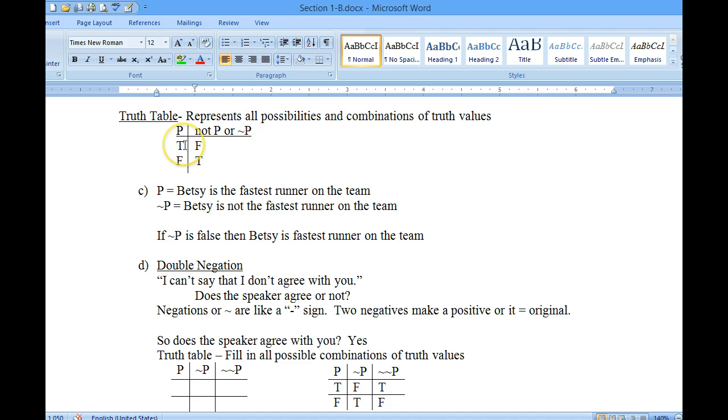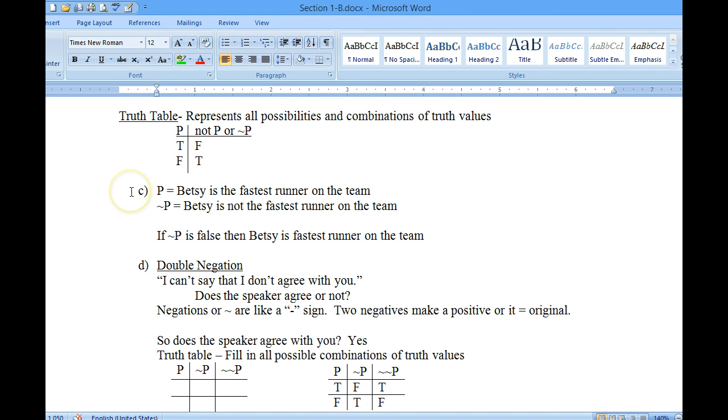If P is true, then the negation, not P, is false. So if Robert was taking notes, and the negation is Robert is not taking notes, then that's false because he was taking notes. Again, if the proposition, the original proposition, is false, then the negation is true. So if Robert wasn't taking notes and the proposition said Robert was, then it's false. And the negation is true.